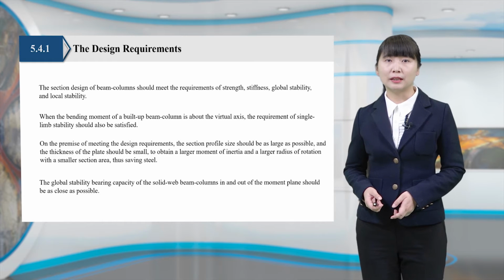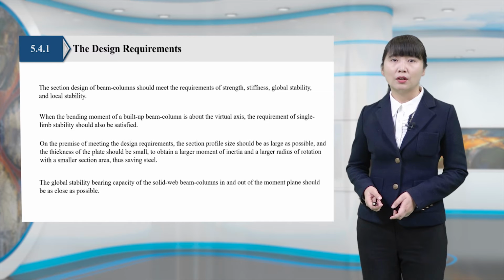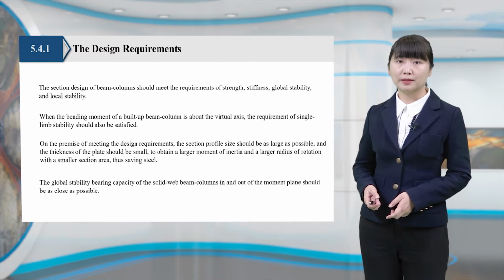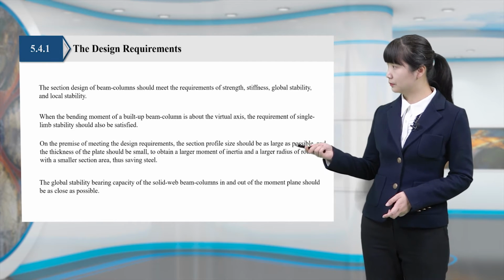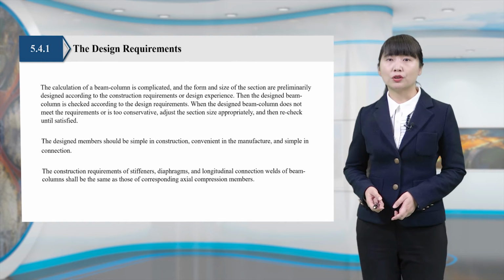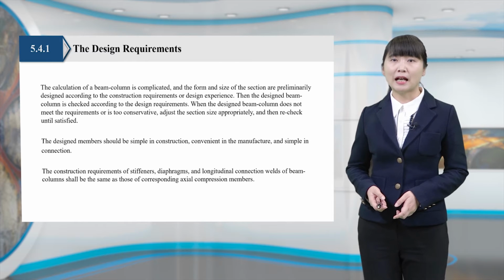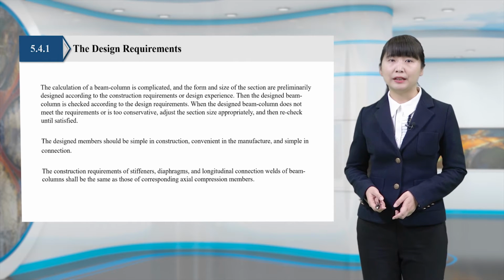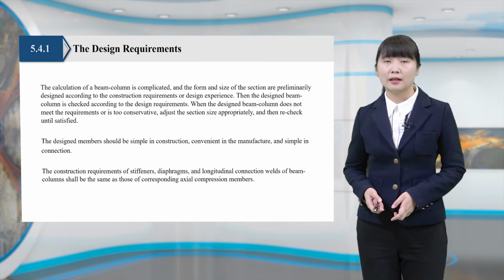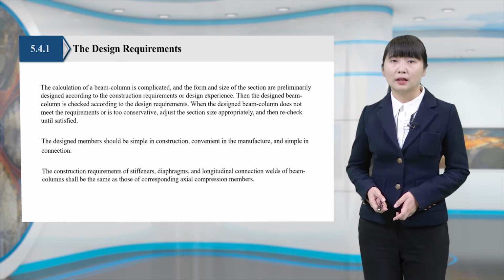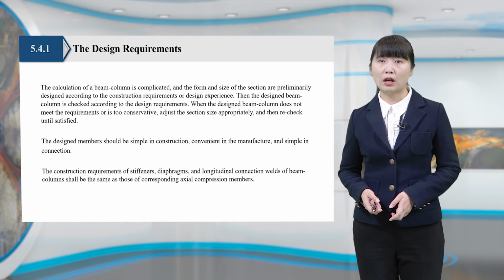The global stability bearing capacity of the solid web beam columns in and out of the moment plane should be as close as possible. The calculation of a beam column is complicated, and the form and size of the section are preliminarily designed according to the construction requirements or design experience. Then, the designed beam column is checked according to the design requirements.